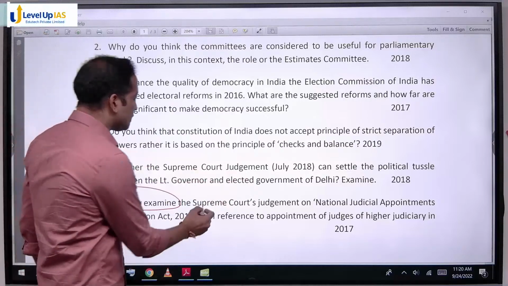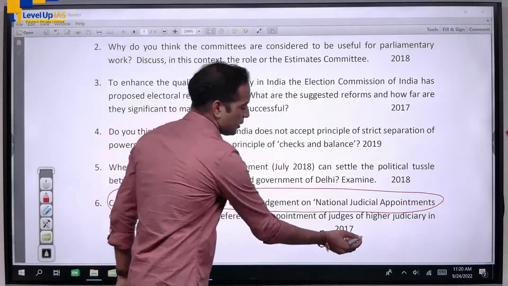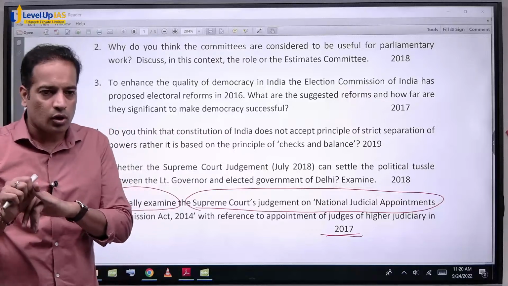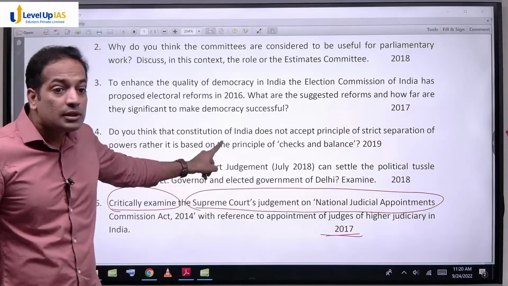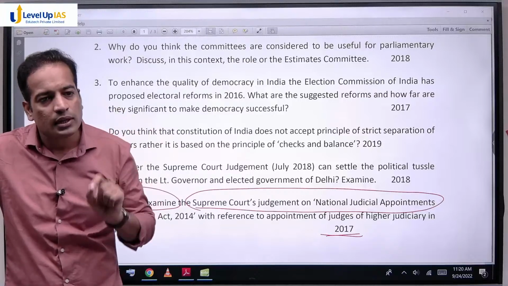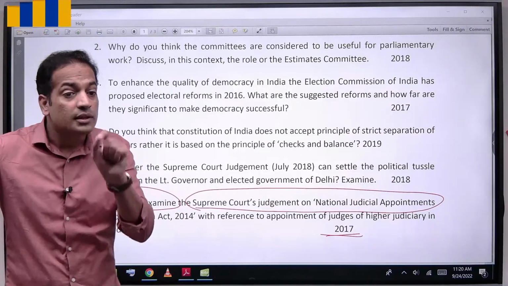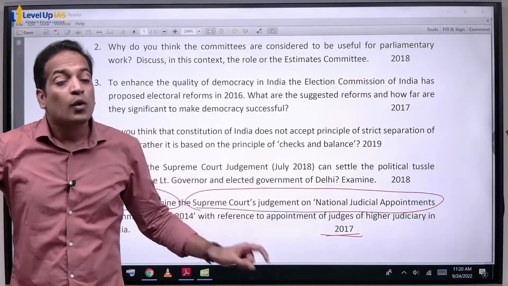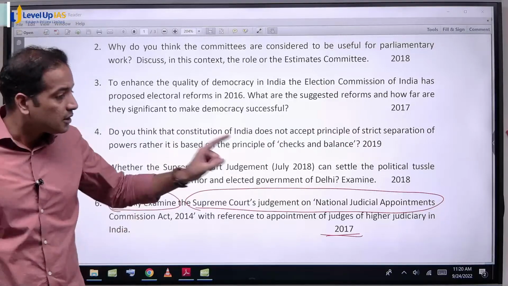NJAC, Supreme Court judgment on NJAC. This was a question from 2017. Okay. So the Supreme Court's judgment on NJAC, the Supreme Court talked about separation of powers and all, but at the same time in its judgment there were many flaws, there were many negative comments made about that judgment. So that is why naturally you will be having more number of negative points, to whatever question this critically word has been added in the UPSC.